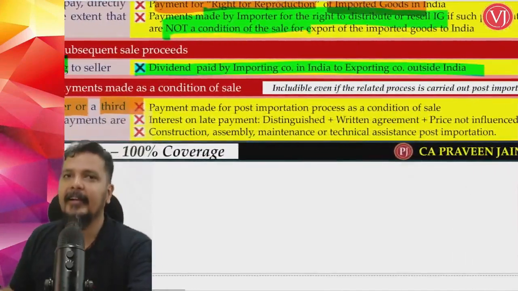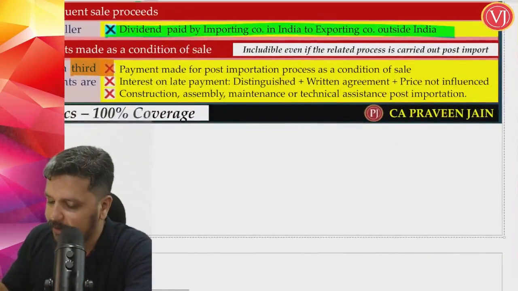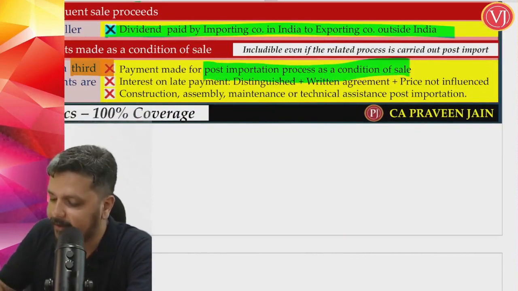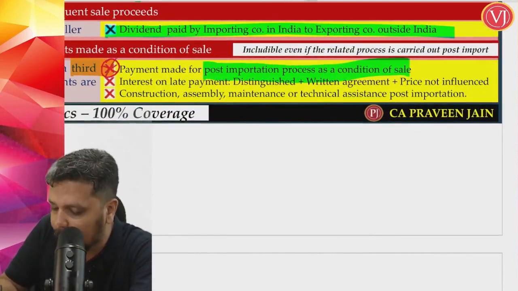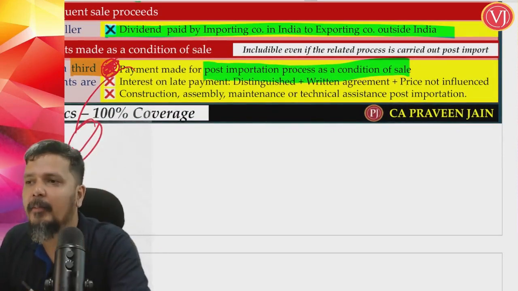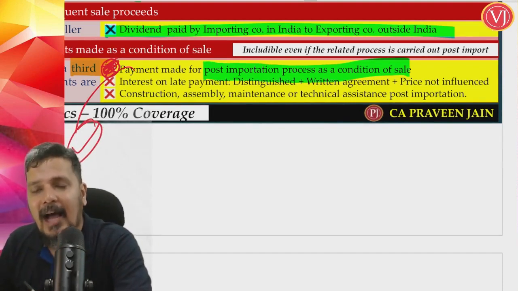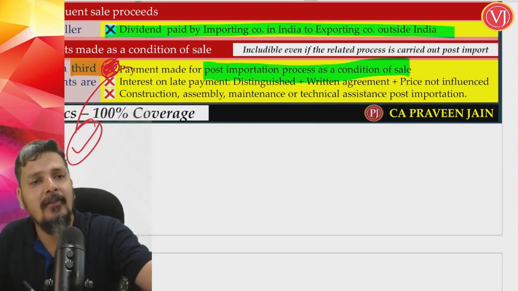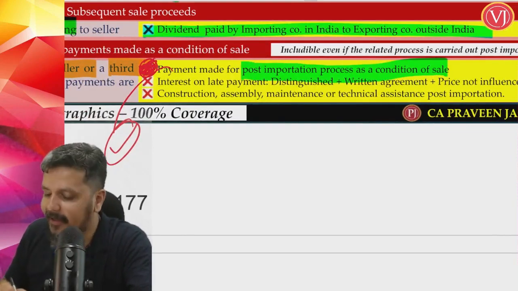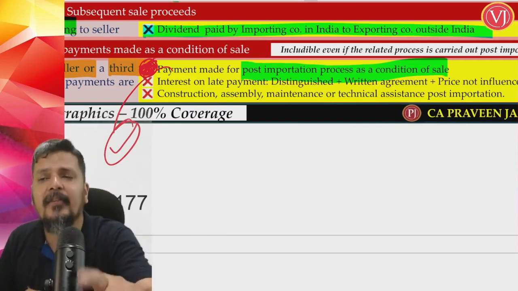Please understand that in your residuary addition, few things will not be added. What are the few things which will not be added? If at all payment is made for post-importation process, rather, you need to correct this. Normally, anything that you pay after importation will not be added. But anything that you pay after importation, but it was agreed at the time of sale, will be added. Please change it. Payment which is made for post-importation process, which was a condition of sale, it will be added.